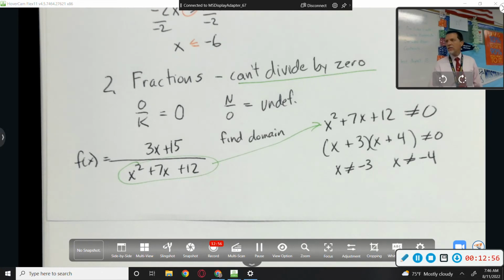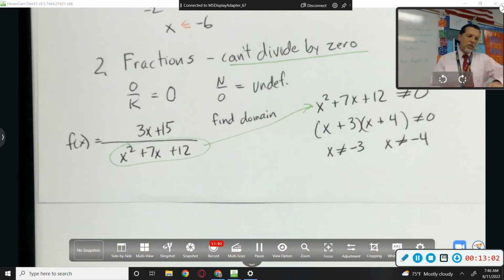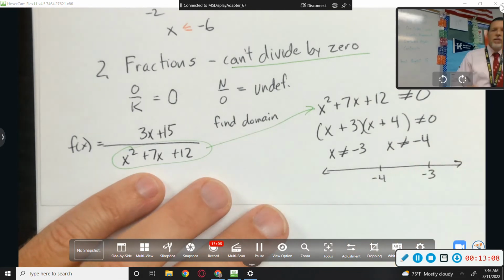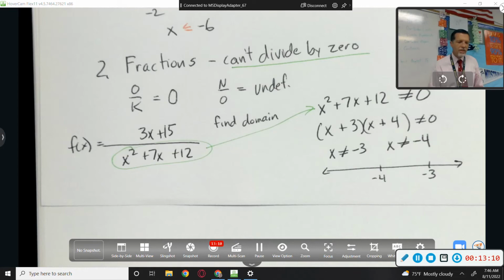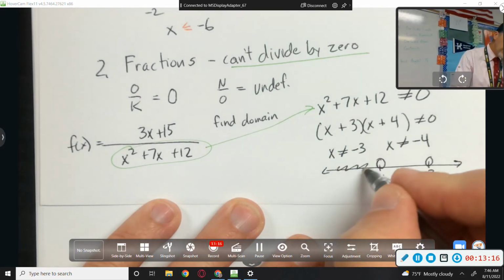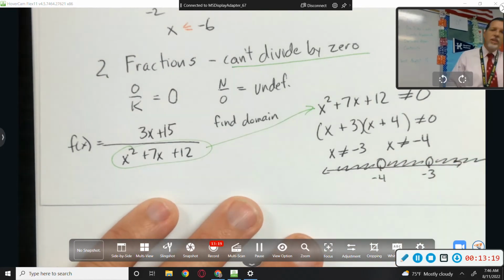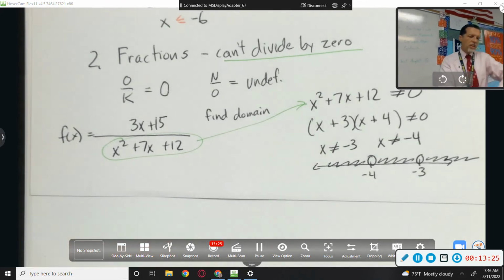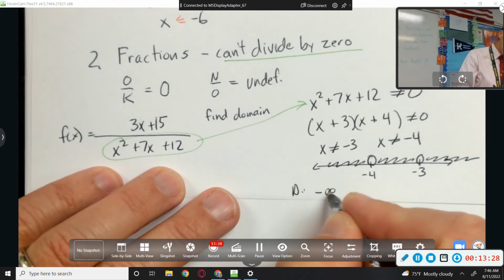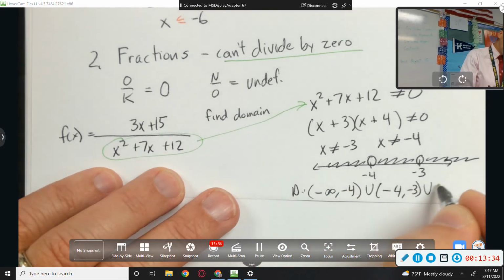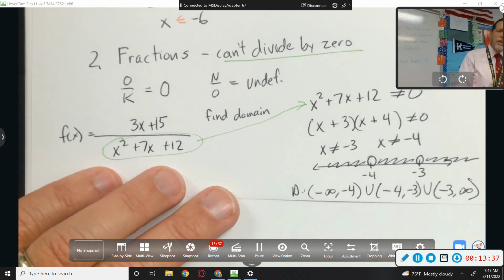Again, we want the answer in interval notation. Some people can go straight from that answer to interval notation. Others of us, maybe it helps to see the number line. But be careful with who's bigger, who's smaller. So can't be, so open circles at -4, -3, but it can be anything else. So now I want to write what I've shaded in interval notation. So -∞ to -4, -4 to -3, -3 to infinity.